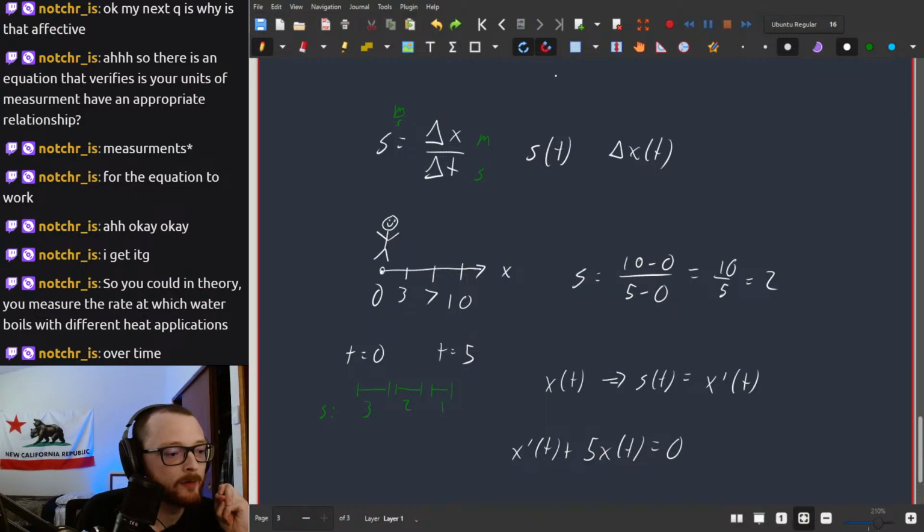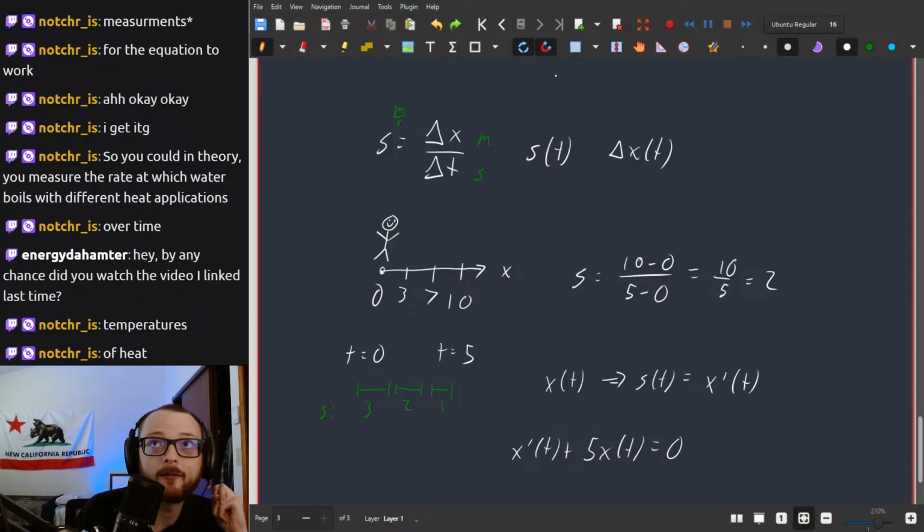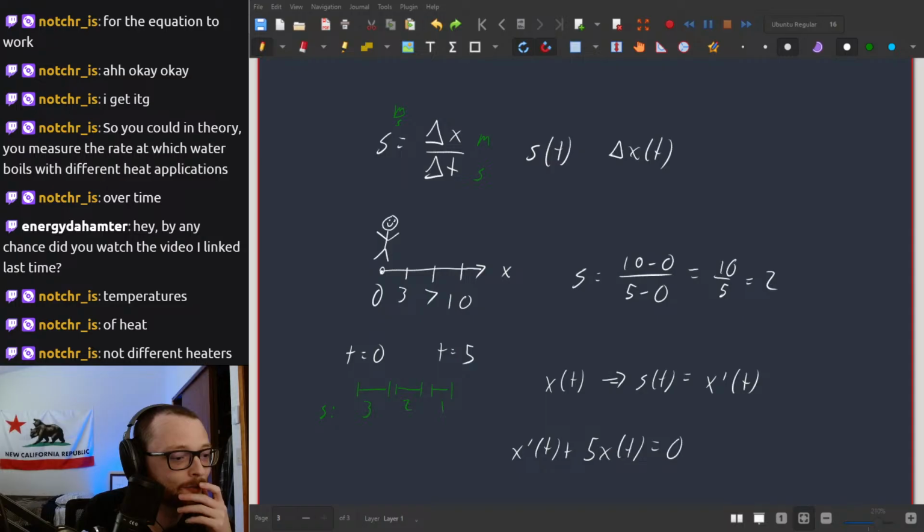Rate at which water boils in different heat applications over time. I think so, yeah. I'm working it out in my head if that's actually right, and I'm pretty sure you could. Shoot. Energy, I meant to, and I forgot to, I'm sorry. I still have it in my YouTube history, so I can come back to it. I did not, though. Okay, I want to turn to what underscore was saying.